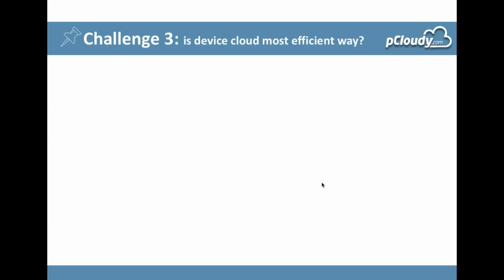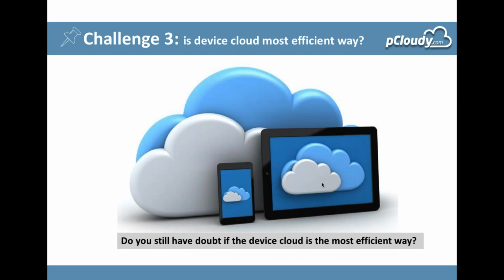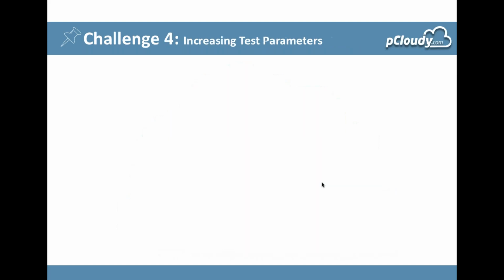So coming back to the same question, the challenge 3 around speed of testing on cloud. Do you still feel device cloud is the most efficient way? Do you still have a doubt if the device cloud is the most efficient way? I would now say that you try it yourself and see whether the claims made here are correct or not. But we have seen this working in a lot of customer scenarios, and there are quite a number of success stories around this. Moving on to the next set of challenges.